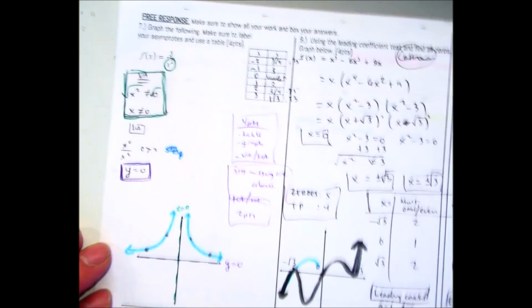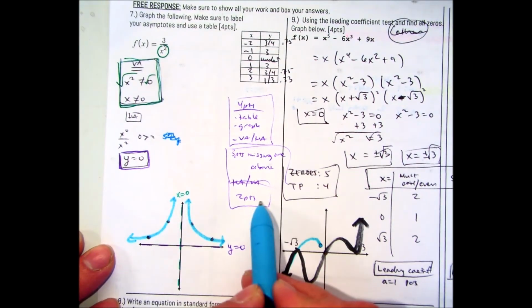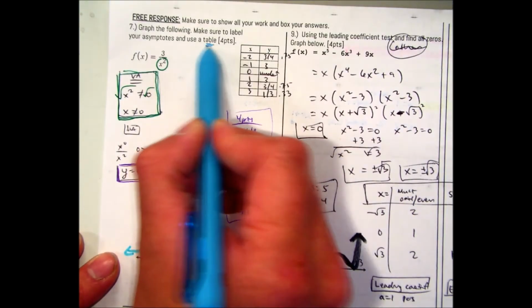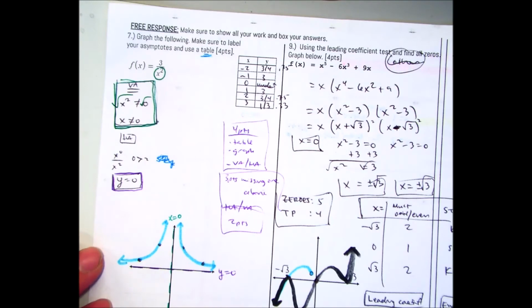If you got that far, you got 2 points. Well, how do I get this type of graph? I asked you to use a table because you weren't allowed to use your graphing calculators. So how do you use the table? You just pick numbers to the left and to the right of the vertical asymptote.